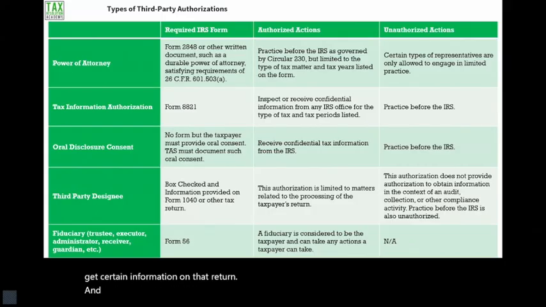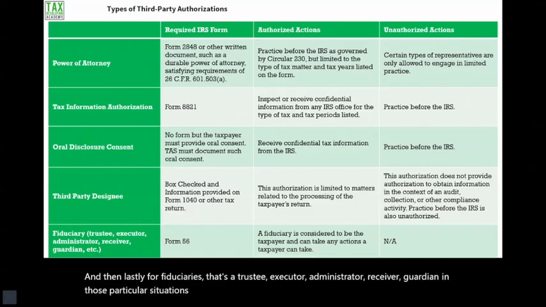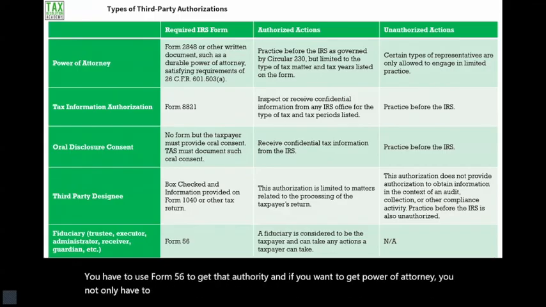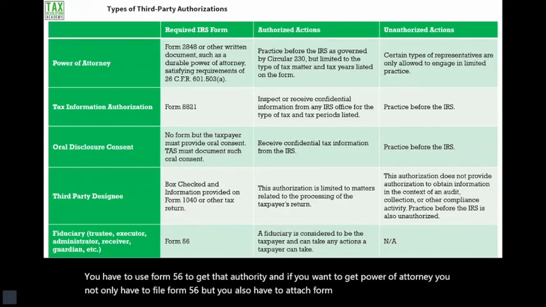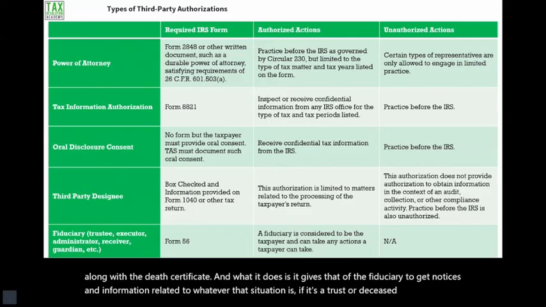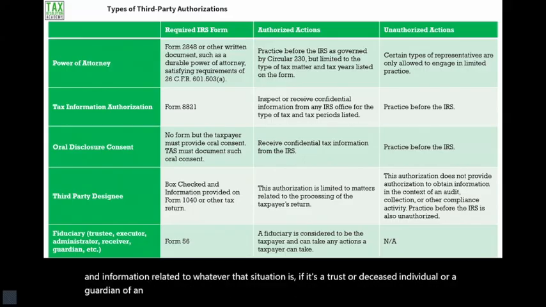And then lastly, for fiduciaries, that's a trustee, executor, administrator, receiver, guardian. In those particular situations, you have to use Form 56 to get that authority. And if you want to get power of attorney, you not only have to file Form 56, but you also have to attach Form 56 to that power of attorney along with the death certificate. And what it does is it gives the fiduciary the ability to get notices and information related to whatever that situation is. If it's a trust or a deceased individual or a guardian of an individual is the most common situation.